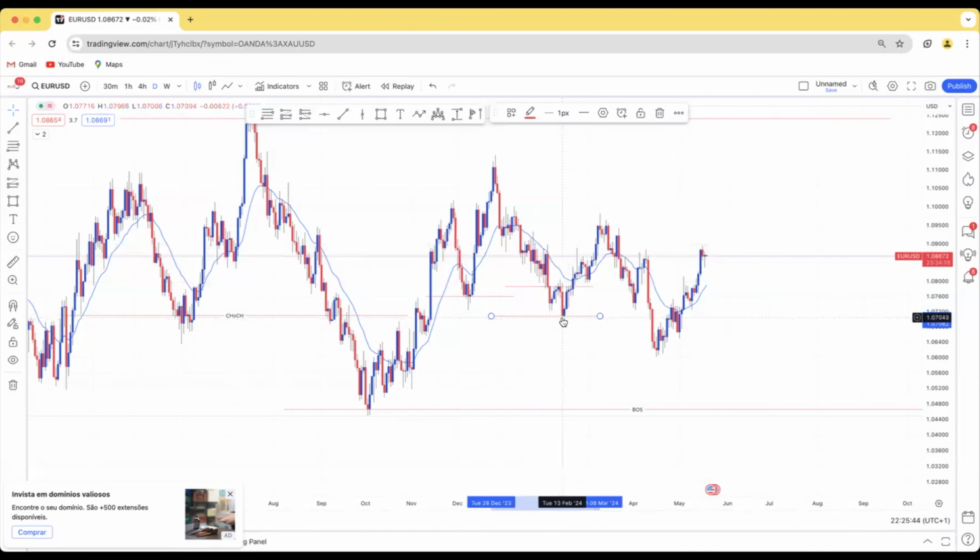And all of a sudden, we had a shift in structure again, giving us this high. It's not a break of structure, it's just a shift in structure. So the moment we have price break above, then we have a break of structure giving us this high.